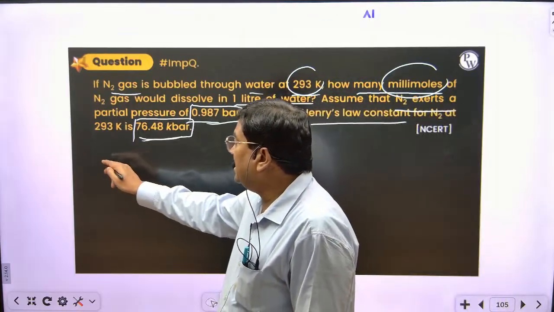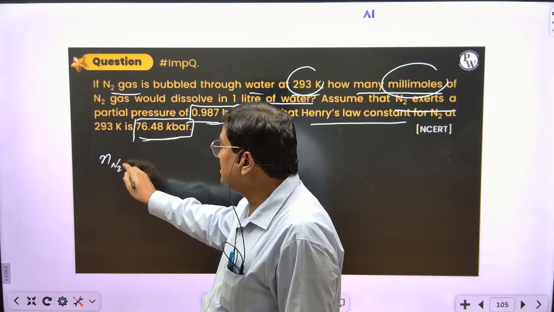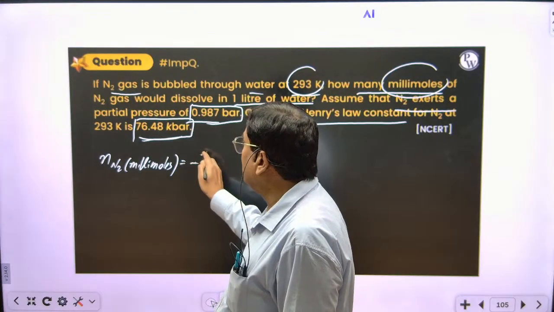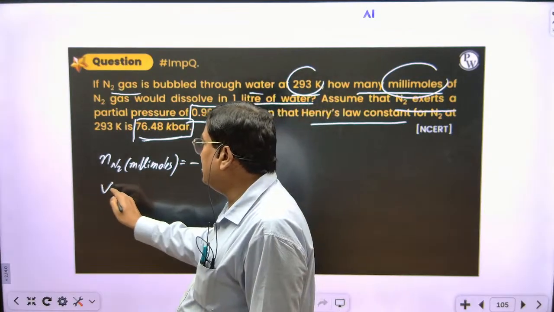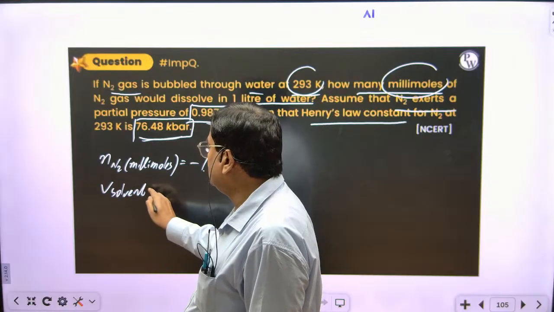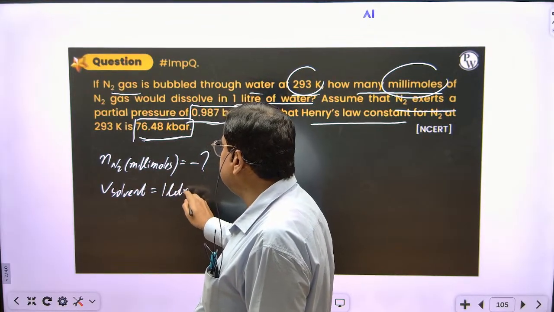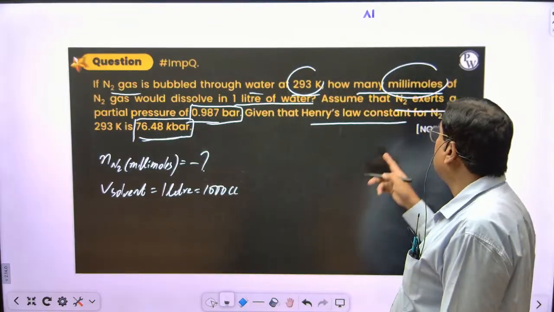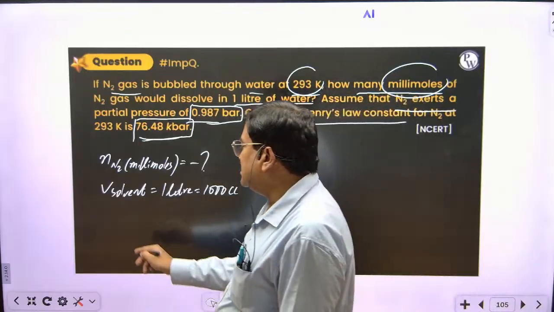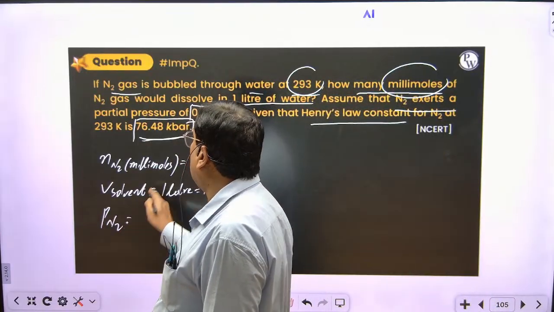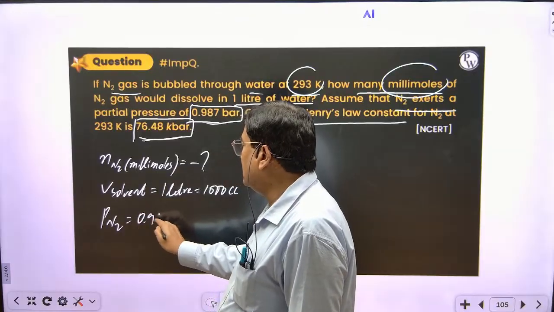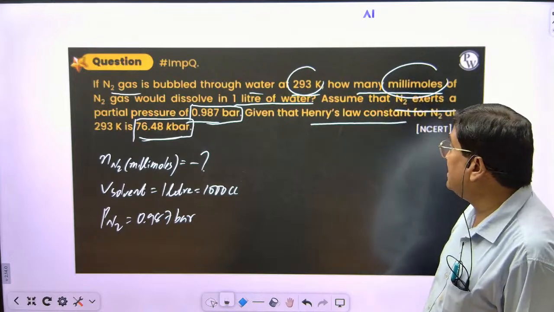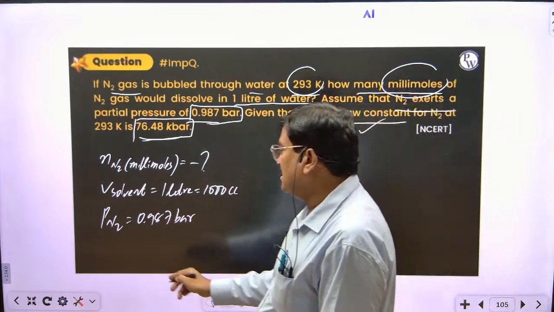What does he want to find? The number of millimoles of nitrogen dissolved is asked. How many millimoles of nitrogen is dissolved in 1 liter of water? Volume of solvent is how much here? 1 liter. 1 liter means how many cc, student? 1000 cc, no? 1000 cubic centimeter. And what is the partial pressure of nitrogen given? Partial pressure of nitrogen is 0.987 bar. This is the pressure given in bar, and the Henry law constant is given, that is kH.